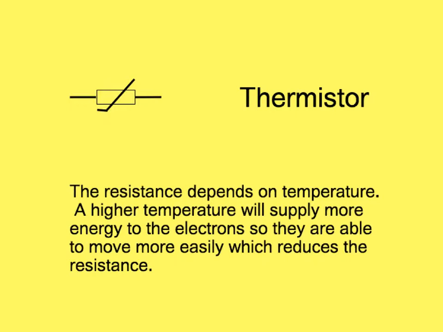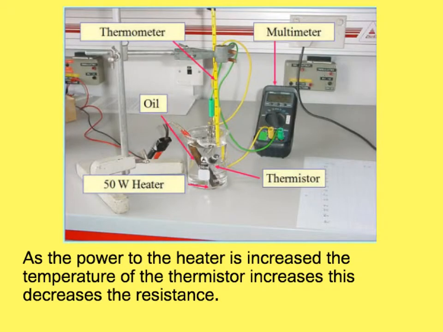A higher temperature will supply more energy to the electrons so they're able to move more easily within the material. That reduces the resistance in the circuit, which means you can get a larger current to flow. It's a practical investigation that you can carry out with a thermistor.